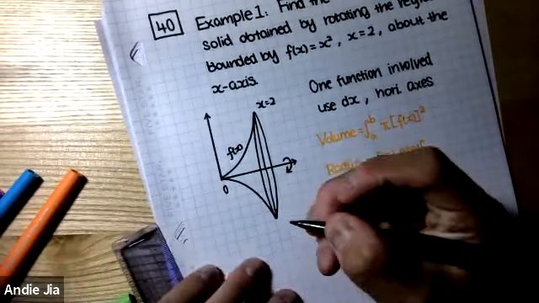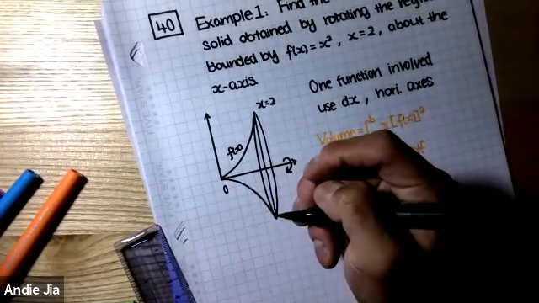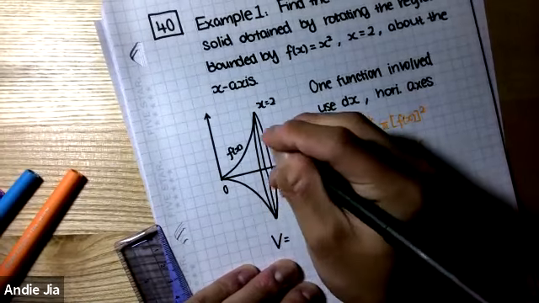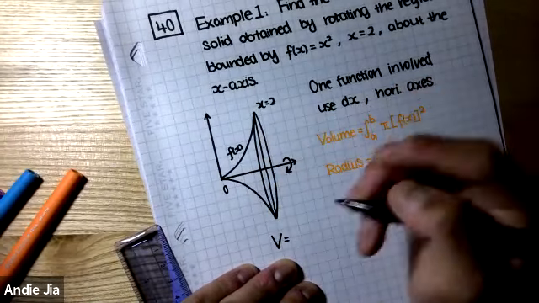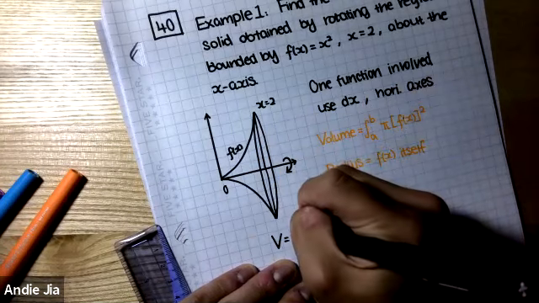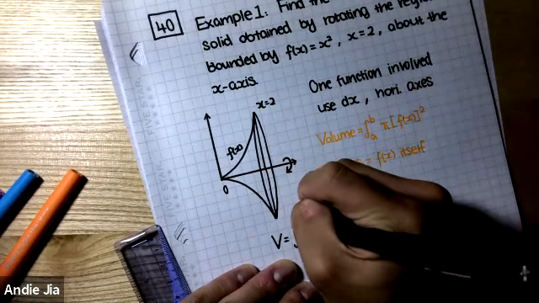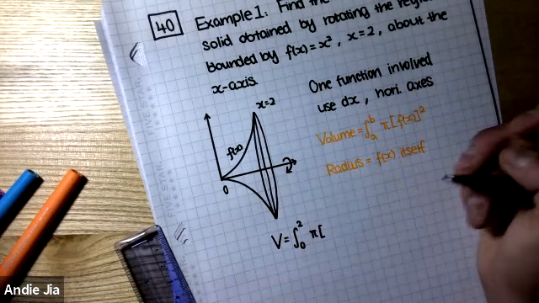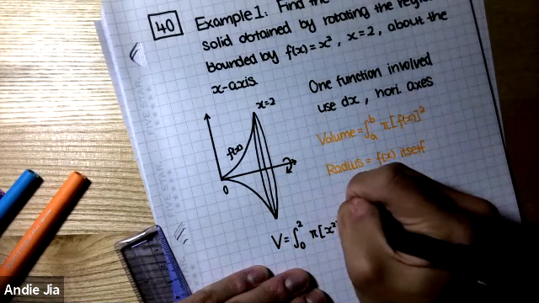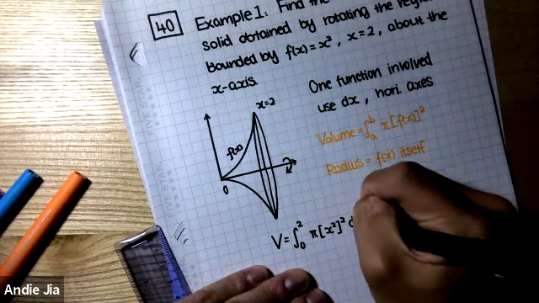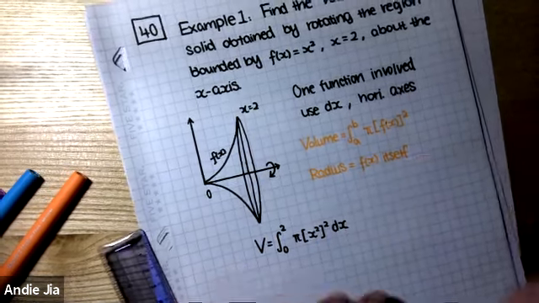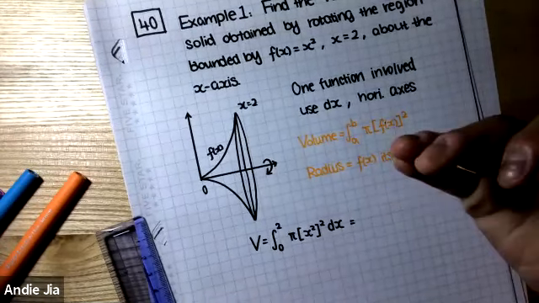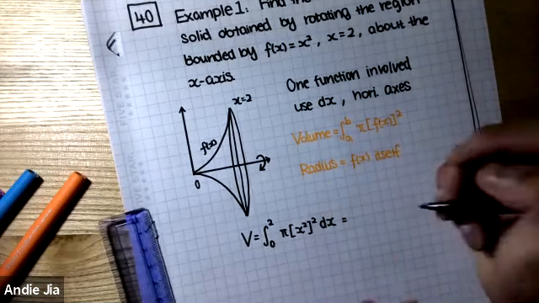So the volume of the solid bounded by the region has upper bound 2 and lower bound 0, using dx. Pi times f of x, which is x squared, squared, dx. Now it's just basic integration, so it's all your work.